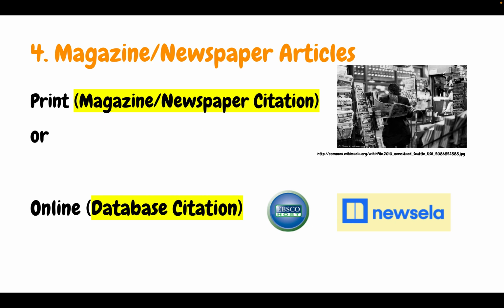A fourth type of source is a magazine or newspaper article. They're available in print format, so let's say your family gets the Wall Street Journal or the New York Times delivered to your house every day. That would be a print newspaper. Most likely you're getting your newspaper or magazine articles from our databases. You can get them from Newsela, and EBSCOhost also provides access to magazine and newspaper articles.